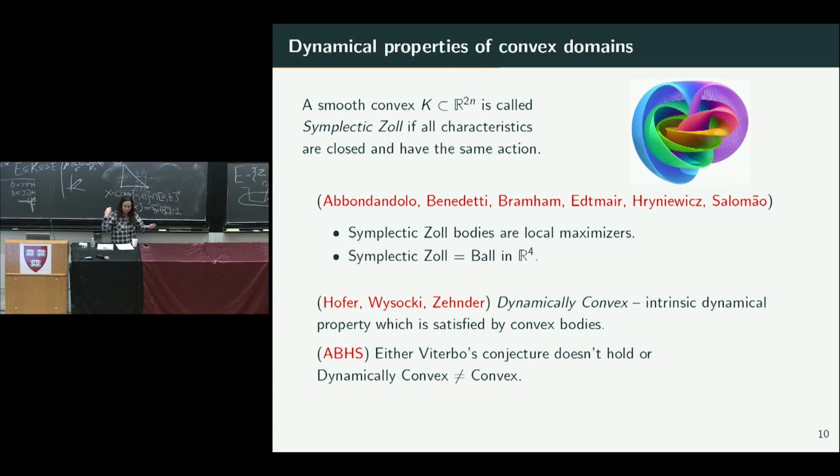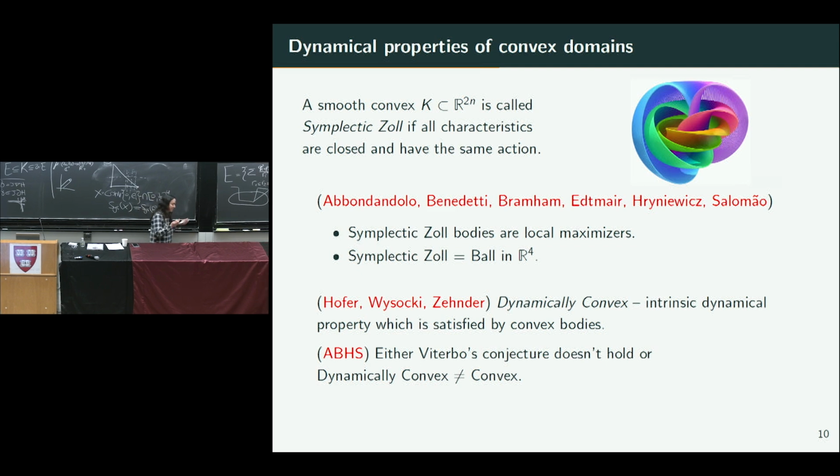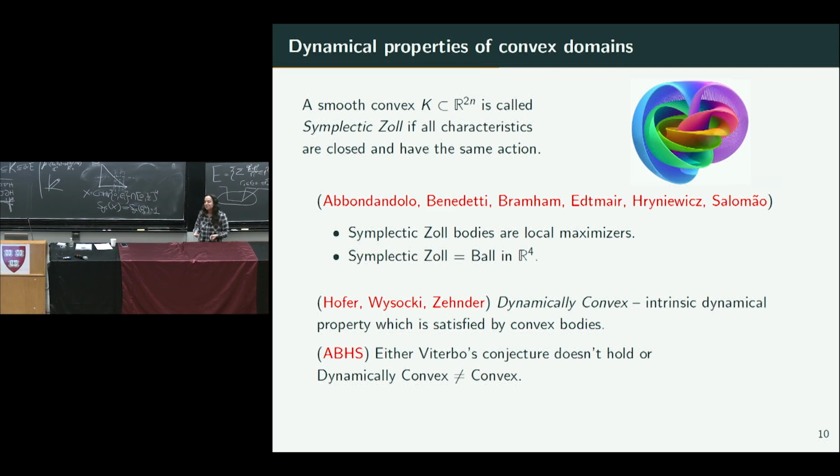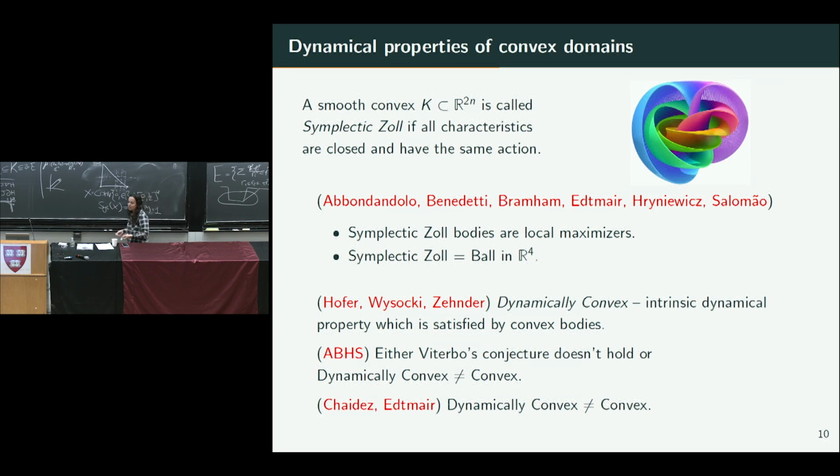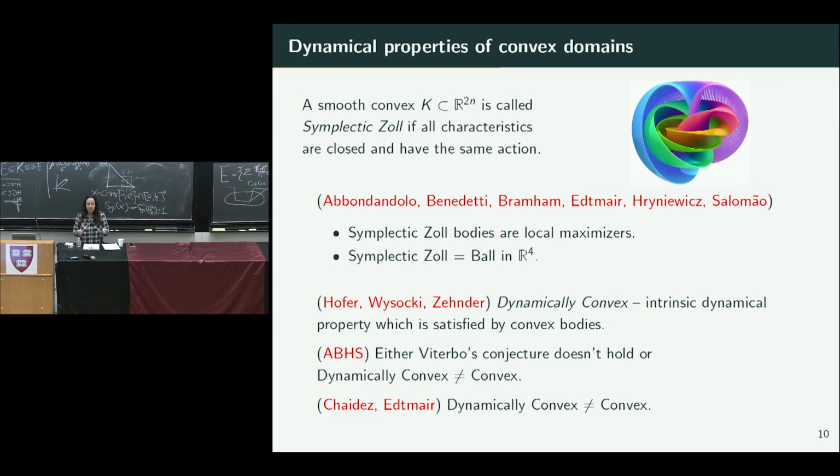But yeah, the thought when this came out was that it's one or the other. But as I said, like 2 years ago, Chaidez and Edtmair constructed an example of a dynamically convex domain which is not convex. But when this came out, we didn't know that Viterbo doesn't hold, and it was somewhat another indication of why Viterbo should hold.